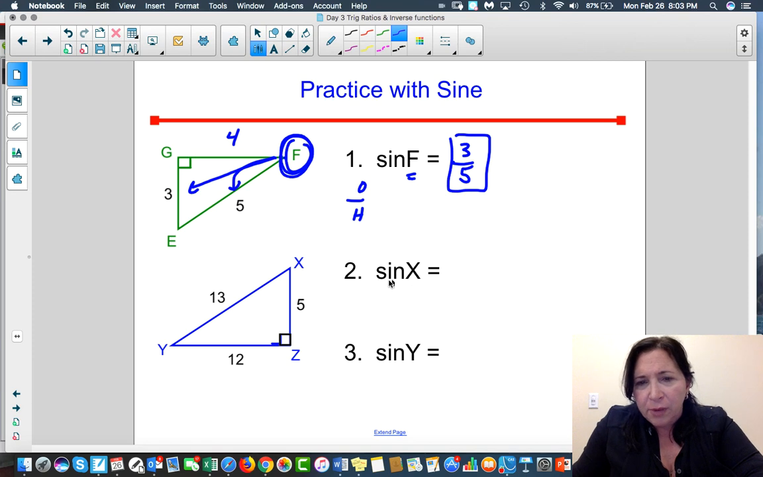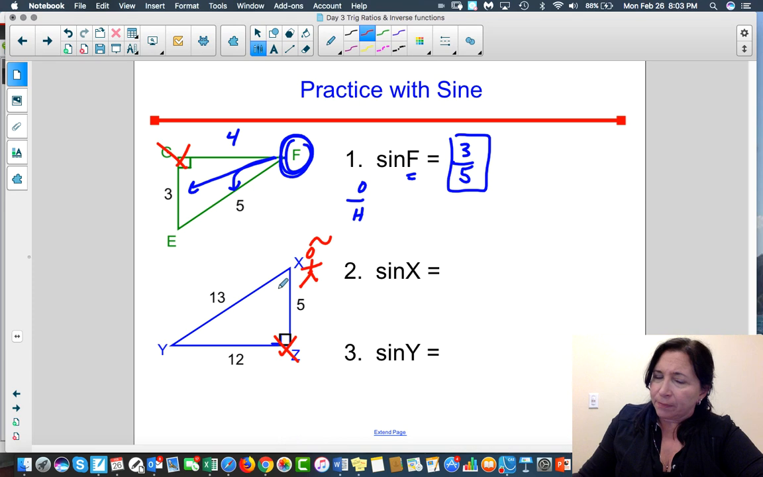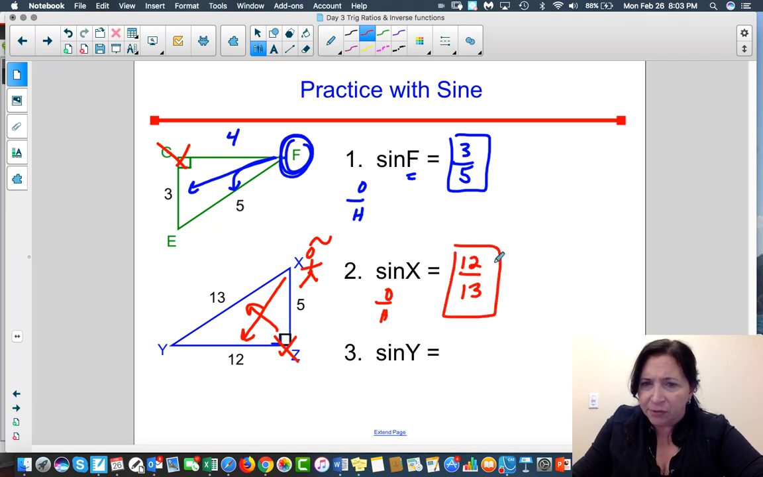For this one, we have sine of x. Now I have to put myself at x. So x is here. Some people draw themselves there, some people circle the x, whatever you have to do to make yourself understand that you're at that angle. Remember, you're never going to be at the right angle. Don't ever put yourself at that angle. So here we are, sine of x, opposite over hypotenuse. That's going to be 12 over the hypotenuse, which is 13. So that's the ratio.